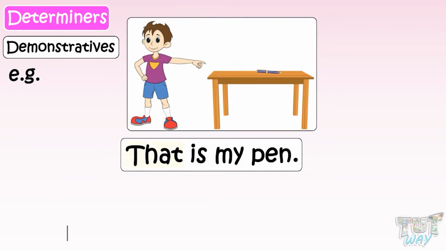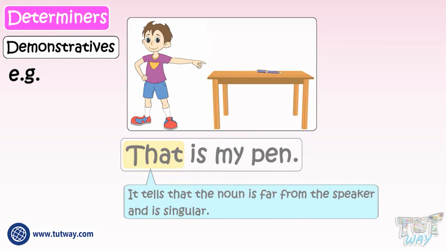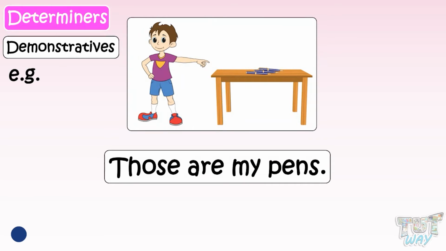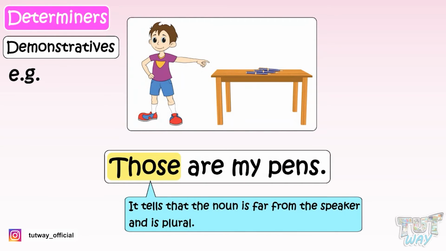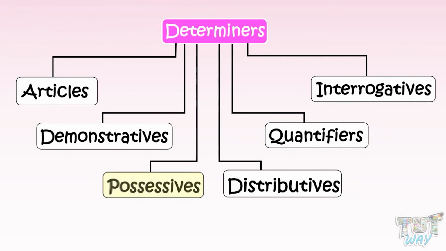That is my pen. That is a demonstrative that tells the noun is far from the speaker and singular. Those are my pens. Those is a demonstrative that tells the noun is far from the speaker and is plural, that is, more than one. So we have learned what are demonstratives. Demonstrative determiners are also called demonstrative adjectives. Now, let's learn another type of determiner. It is possessives or possessive determiners.